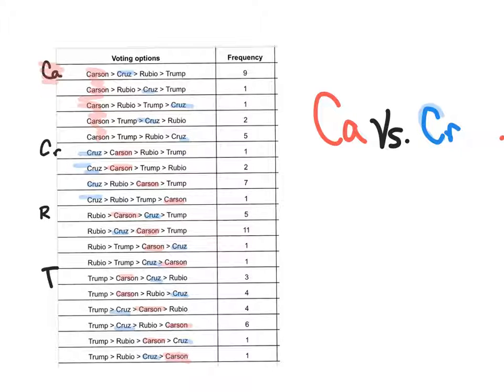So, for example, if I was looking at just Carson and Cruz right now, which I'm going to abbreviate CA for Carson and CR for Cruz, in the first line, Carson had more votes than Cruz. So Carson's going to get those 9 votes. In the second, the same is true. Carson is ahead of Cruz. And likewise, everywhere that Carson was first, obviously Carson is going to be greater than Cruz.